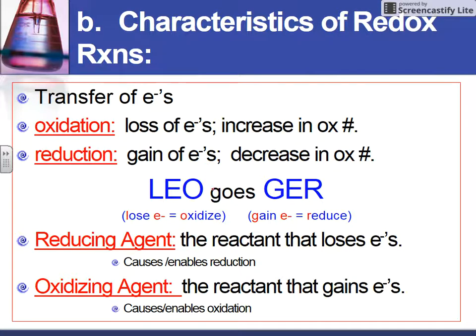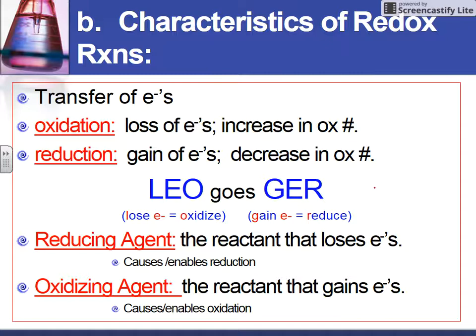So to help you remember the definition, here's an acronym. LEO goes GER. LEO helps us to remember lose electrons means you oxidize. Leo would be the lion. Leo the lion goes GER, like he's growling at you. GER is gain electrons means you reduce.